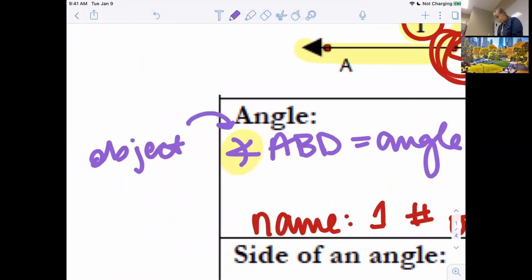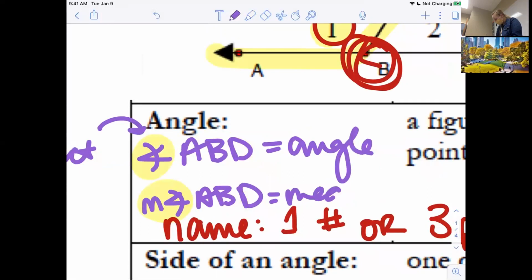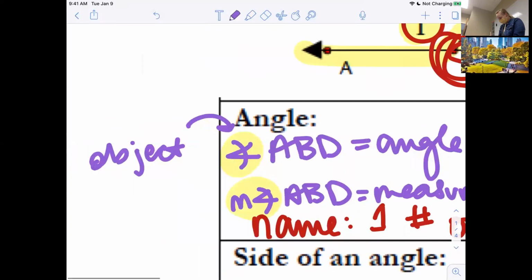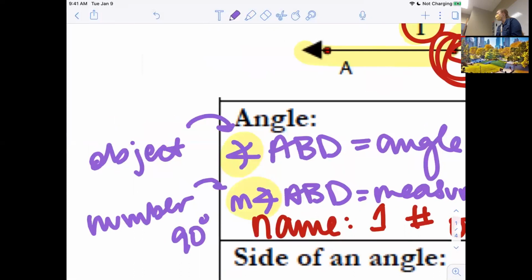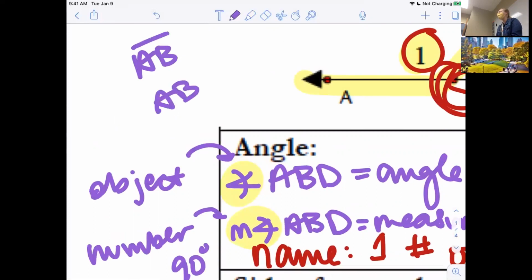If, on the contrary, I wrote M and then the angle mark and then ABD, this means the measure of that angle. The little M in front means measure of angle ABD. And that's not an object, that is a number. It's like 90 degrees or something like that. Remember yesterday I taught you AB with the hat on it is a segment, that's an object, and then AB without the hat is like the length, and that's a number. The exact same thing as what I'm just showing you here.